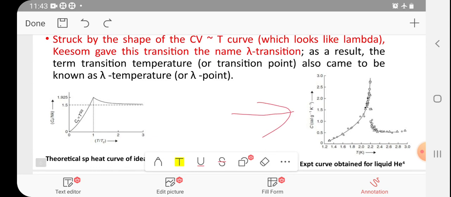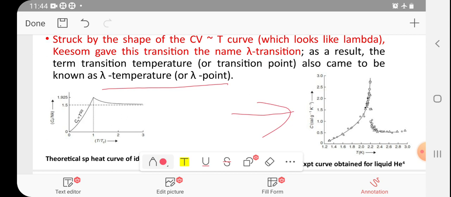That is why this particular phase transition of the helium is known as the lambda transition. As a result, the transition temperature or transition point also came to be known as the lambda temperature or lambda point. So the temperature of 2.2 Kelvin is sometimes also known as the lambda temperature or lambda point.